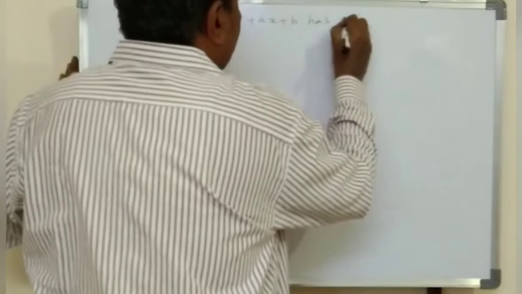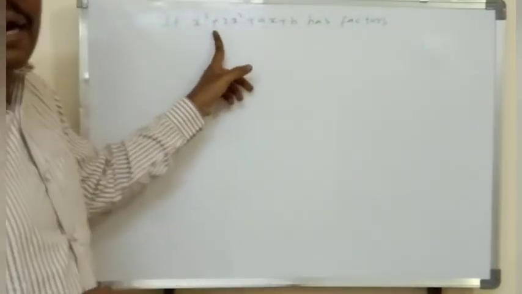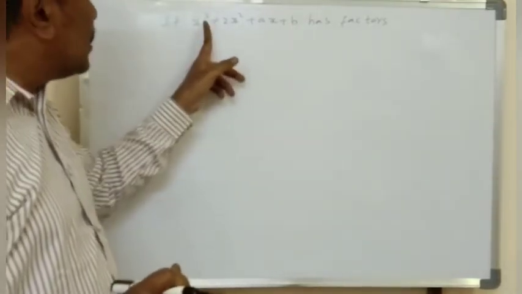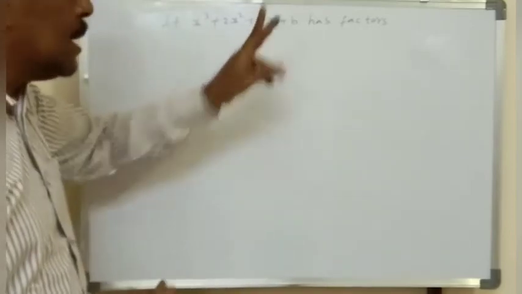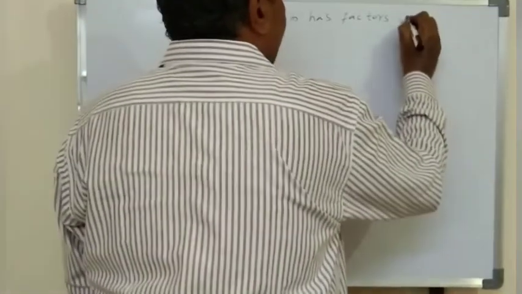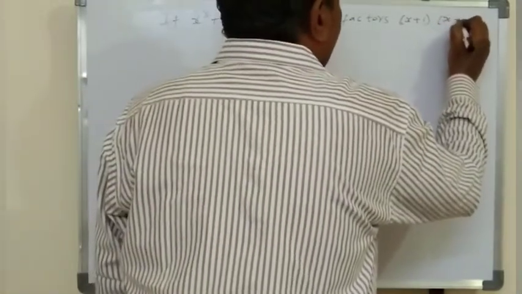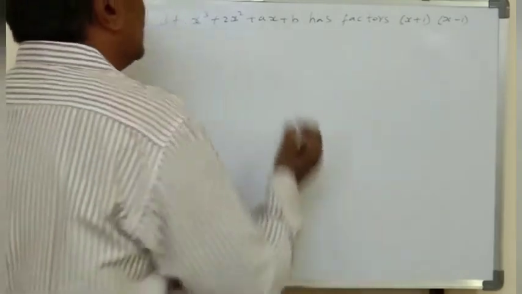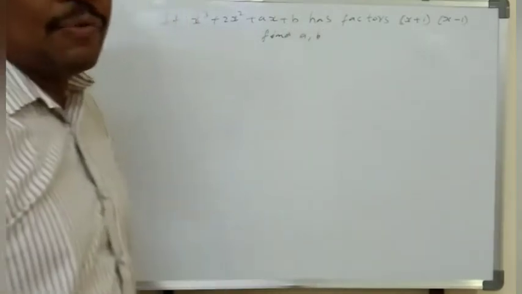has factors. That means this polynomial contains at most how many factors? 3 factors, because the degree of this polynomial is 3. So it contains at most 3 factors. But here 2 factors are given. What are the factors? x plus 1 is one of the factors and x minus 1 is one of the factors. Only 2 factors are given. Find a comma b. How to find a comma b?